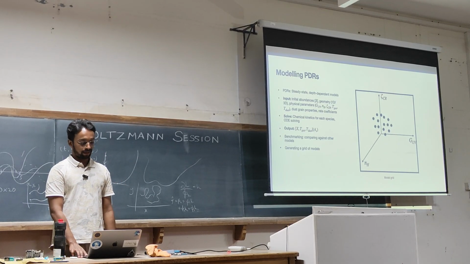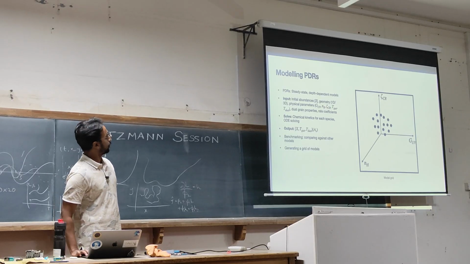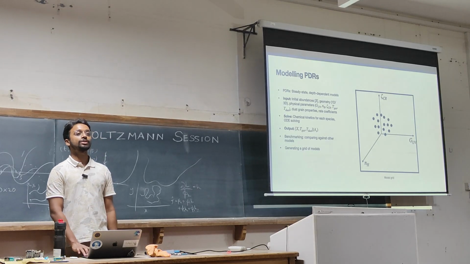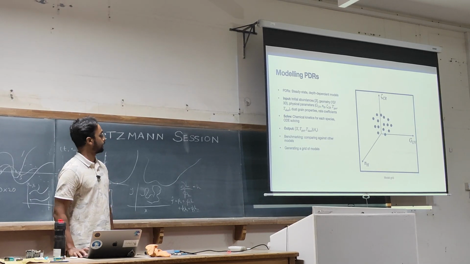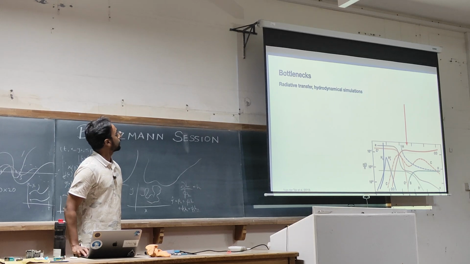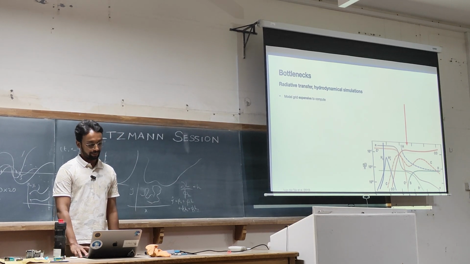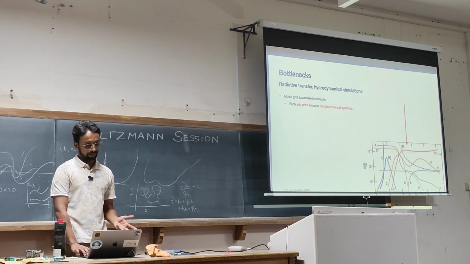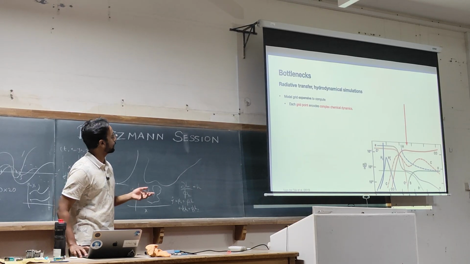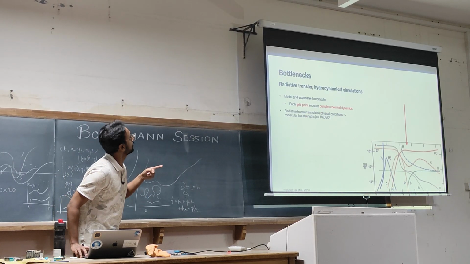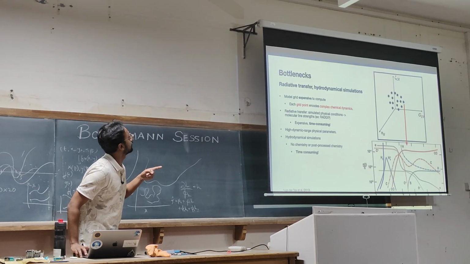But yes, there are a bunch of different issues, or more than issues, there's a lot of difficulty in modeling PDRs, because the model grid is quite expensive to compute, mainly because each grid point encodes complex chemical dynamics. There's supposed to be another figure there. Let's see if it comes.